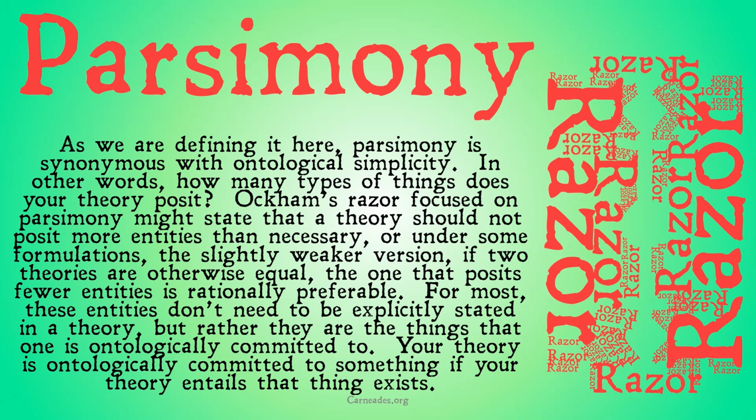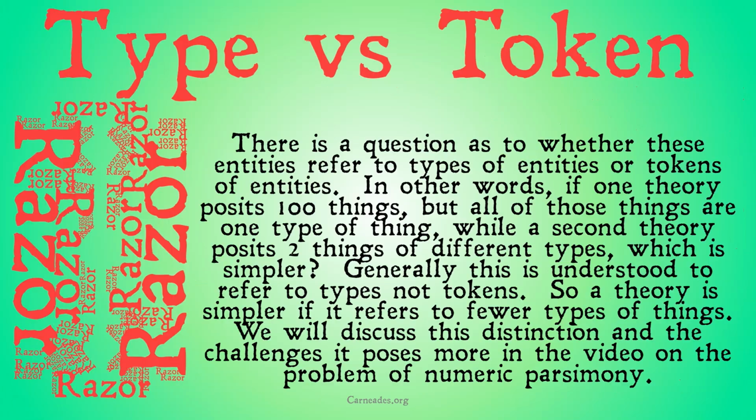Now, as we're defining it here, parsimony is synonymous with ontological simplicity. In other words, how many types of things does your theory posit? Occam's razor focused on parsimony might state that a theory should not posit more entities than necessary. Or, under some formulations, the slightly weaker version: if two theories are otherwise equal, the one that posits fewer entities is rationally preferable. For most, these entities don't need to be explicitly stated in a theory, but rather they are the things that one is ontologically committed to. Your theory is ontologically committed to something if your theory entails that thing exists.